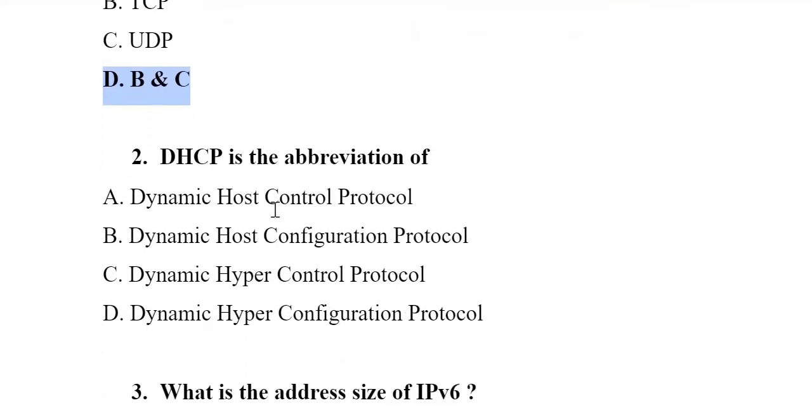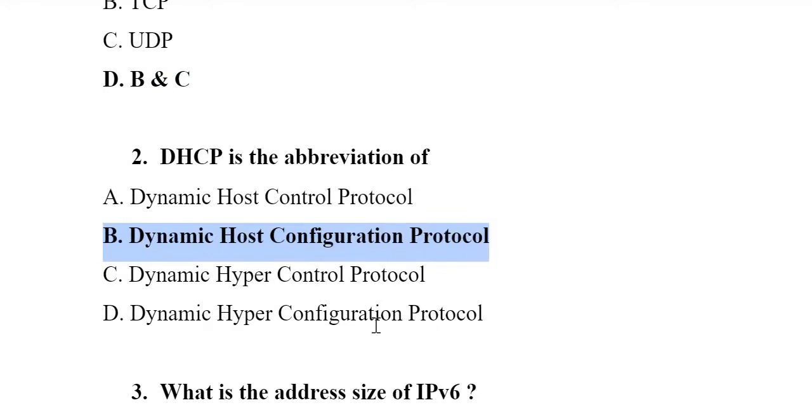Next is, what is the full form of DHCP? DHCP is the abbreviation of dynamic host control protocol or dynamic host configuration protocol. It's not hyper, it's host. So the correct answer is dynamic host configuration protocol.